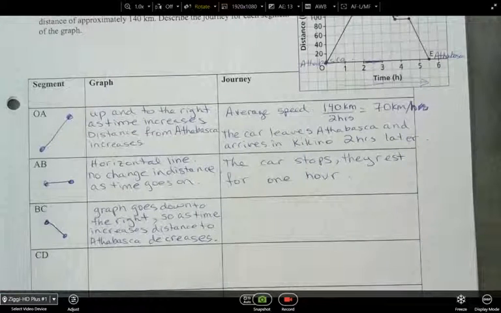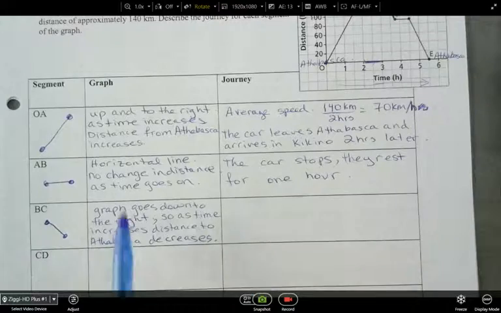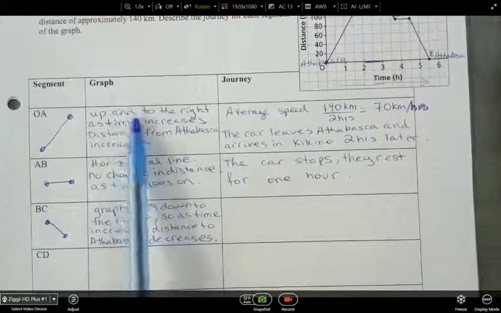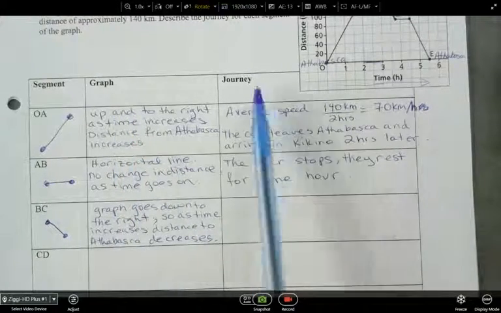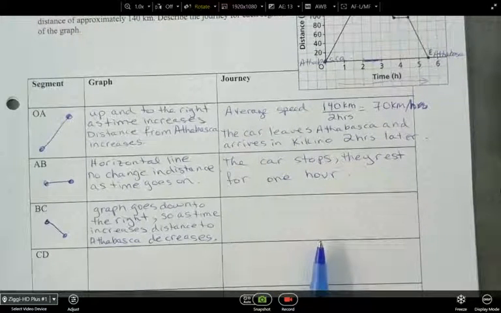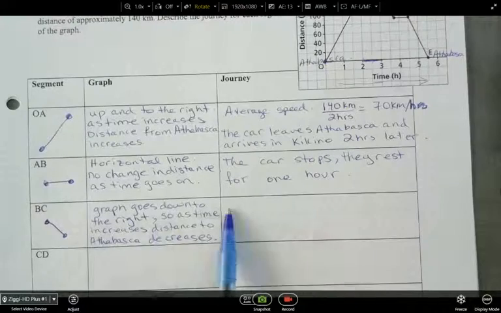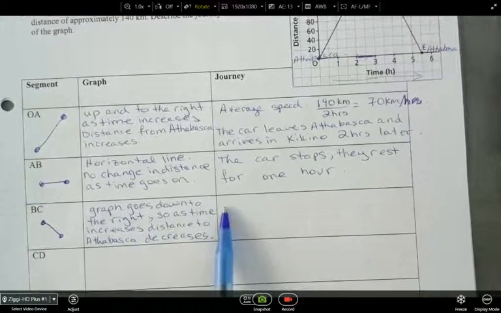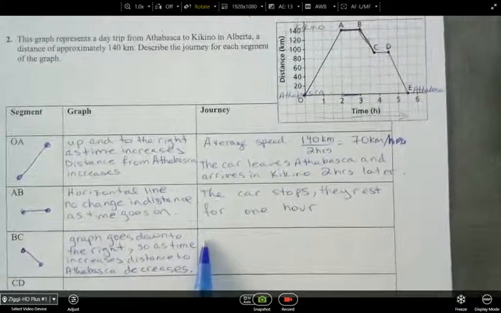We're writing a story. That's exactly what we're doing. We're telling a story. The graph is telling us a story and we're interpreting it. So in this column, what we're doing is we're telling what the graph is doing. And in this column, we're kind of doing more of a story of what's happening in the journey. So for part BC, what do you think is happening in terms of the story? What can you tell me?